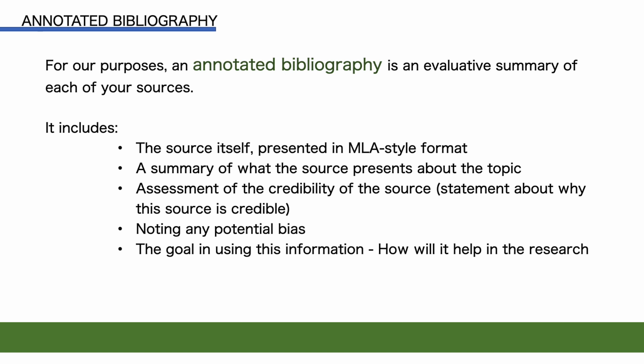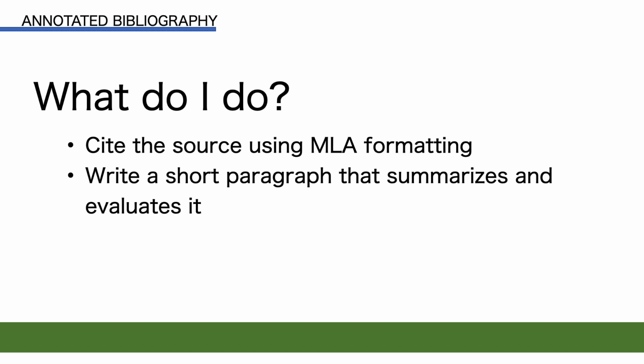It includes the source itself presented in MLA-style format, and we will go over what we mean by that, a summary of what the source presents about the topic, an assessment of the credibility of the source, in other words, a statement about why that source is credible, a notation of any potential bias that exists in the source, and your goal in using this source. How will the source help you in your research process? Basically, to create the annotated bibliography, for each of your sources, you cite the source using MLA formatting and then write a short paragraph that summarizes and evaluates it.